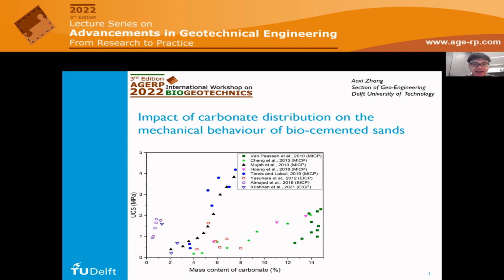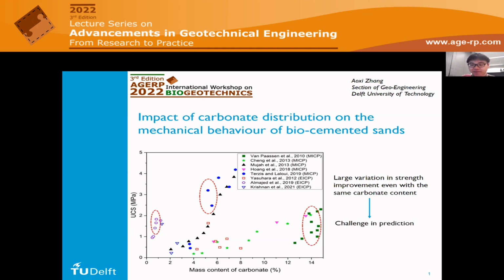In this figure, I include a set of data to show the relationship between the carbonate content and the strength improvement, which is indicated by the unconfined compression strength. From this figure, we can see that in general, the more carbonate content we have, the higher strength improvement we can achieve. But this is not always the case, as we can also observe that in some cases, there is a large variation in the strength improvement, even with the same carbonate content. This large variation leads to challenges in predicting the mechanical behavior of biocemented soils.